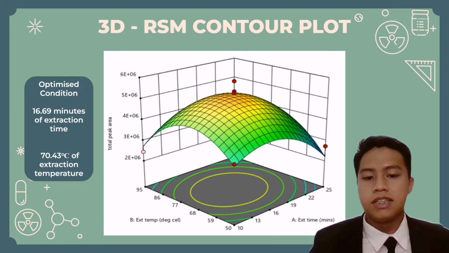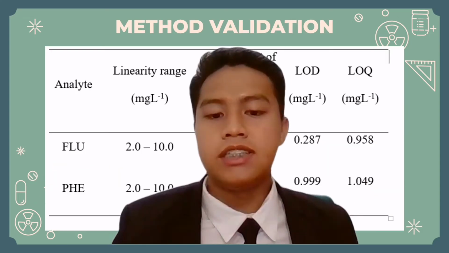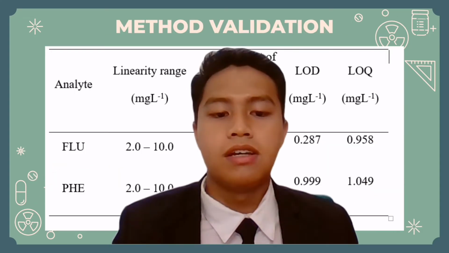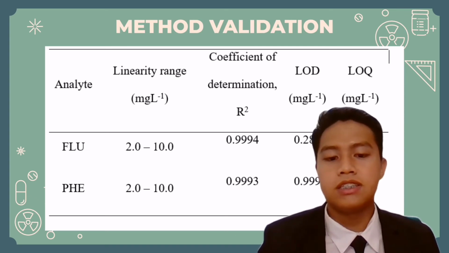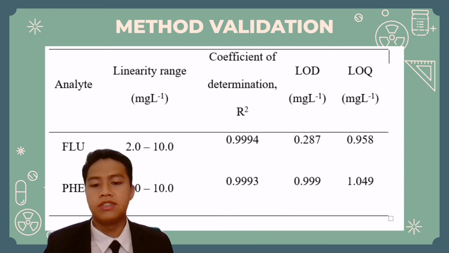After optimization, I have undergone method validation using drinking water samples. This is the result I have obtained, which is the linear range for both analytes, 2.0 to 10.0 milligram per liter, with coefficients of determination R squared of 0.994 and 0.993 respectively, LOD of 0.287 and 0.99, and LOQ of 0.958 and 1.049 respectively.